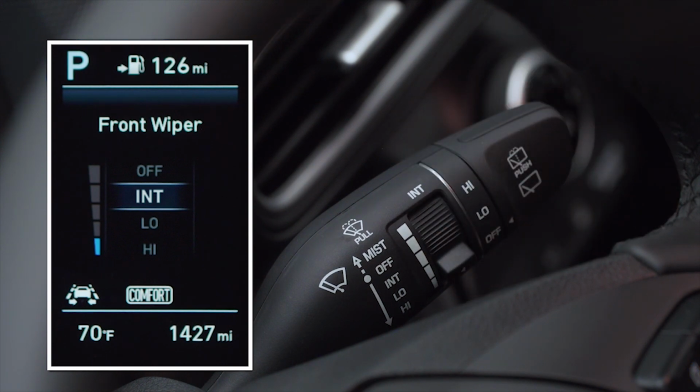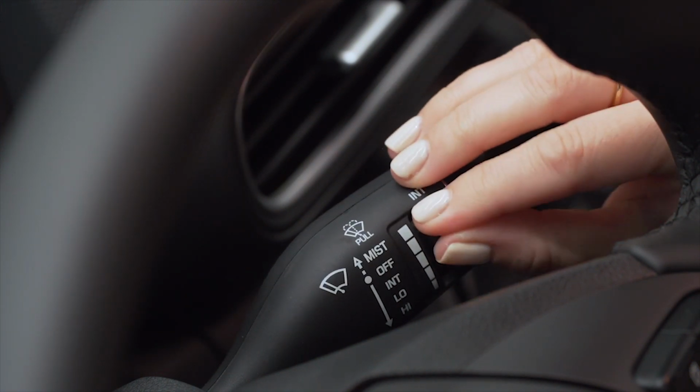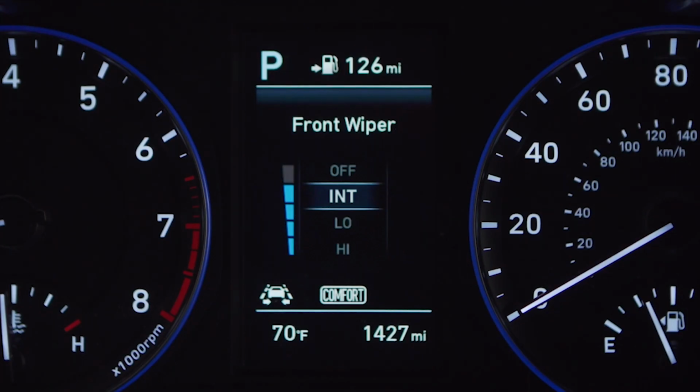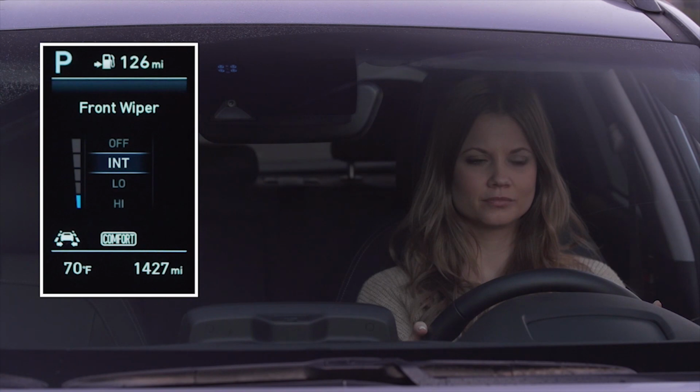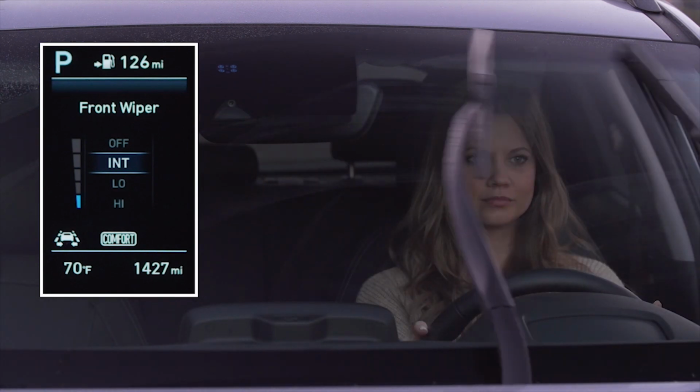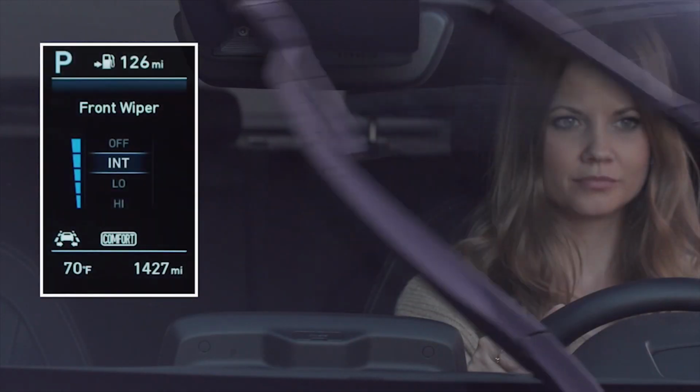Note that as you adjust the intermittent delay lever, the vertical bar graph on the instrument cluster will indicate the level at which the intermittent mode will operate. At 1 bar, the intervals between wipes will be longer. At 5 bars, the intervals will be shorter.